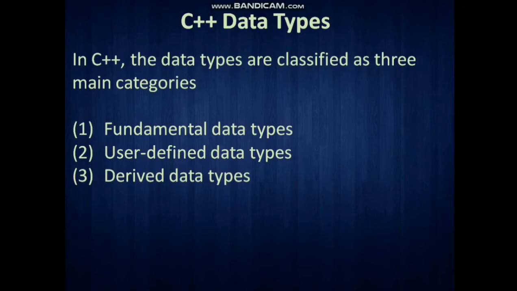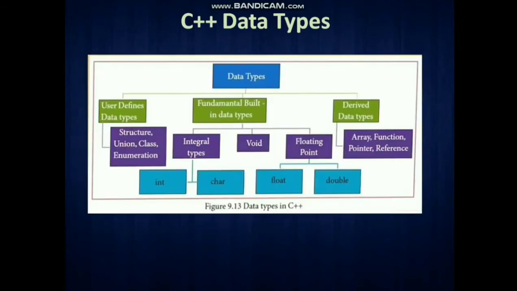Next is C++ data types. We classify them into three types, and mainly we focus on these three in C++: fundamental data types, user defined data types, and derived data types. We will see them one by one. In the data types diagram, there are three types: user defined data types, fundamental or built-in data types, and derived data types.